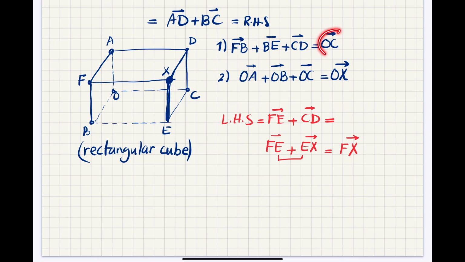But I am supposed to show that this is equal to OC. But they are the same again, because FX is this vector. OC is this vector. Do you agree that these two vectors are the same? They are parallel, they are of the same length, they are pointing to the same direction. So FX is exactly equal to OC, and this is exactly equal to the right-hand side.